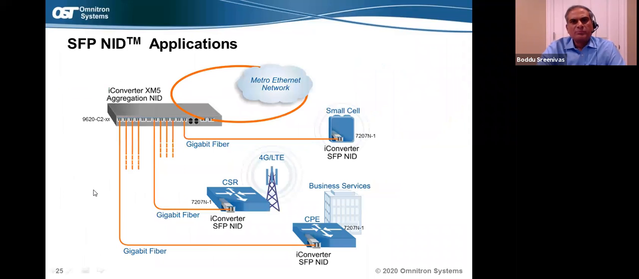Next slide. So a typical application for the SFP NID, as I was mentioning, would be in locations where you, number one, perhaps do not have space for a physical NID, or you don't have the ability to run an additional power line. So in this example, we're showing you how our SFP NID could be installed into a small cell. It could be installed into a cell site router. It could be installed into a customer premise equipment at a business location. So anytime the service provider needs to troubleshoot their network, the SFP NID becomes the demarcation point.